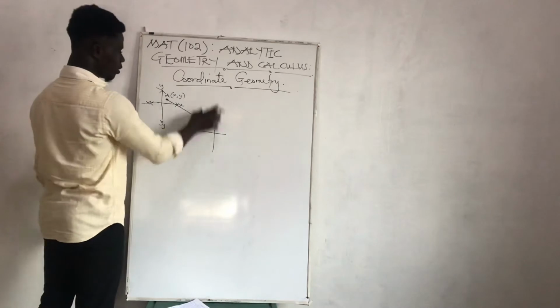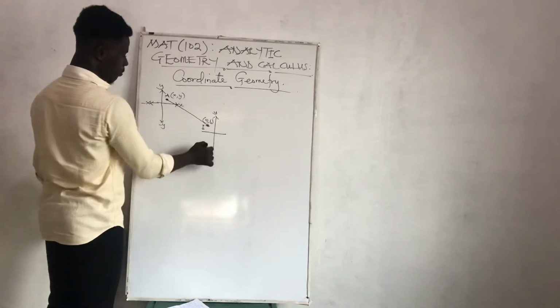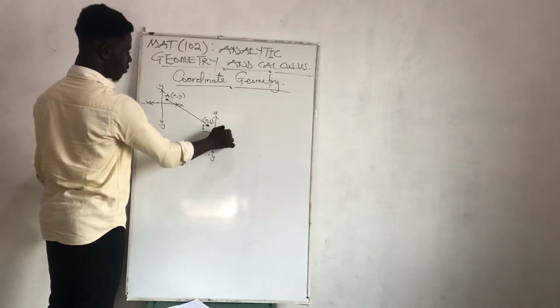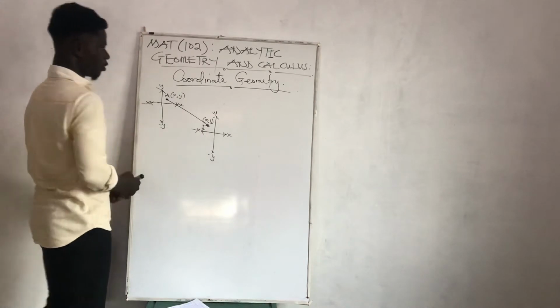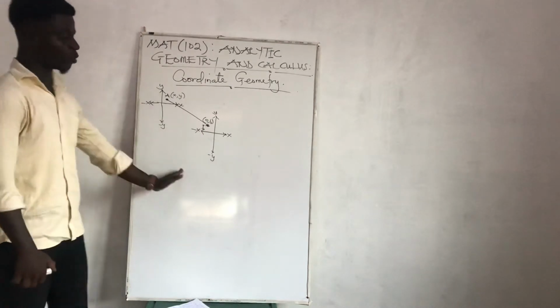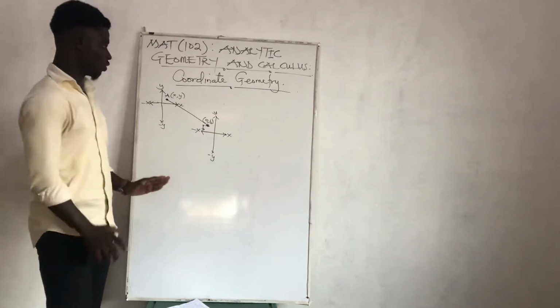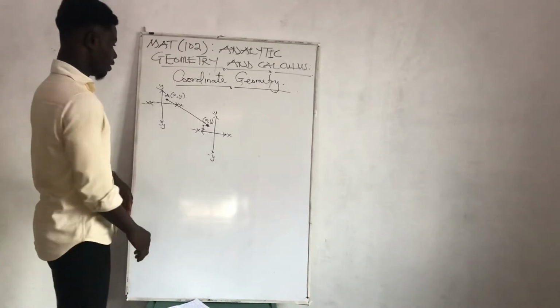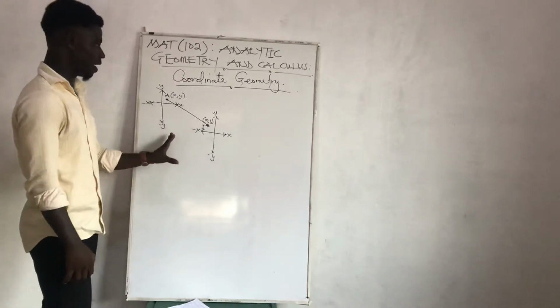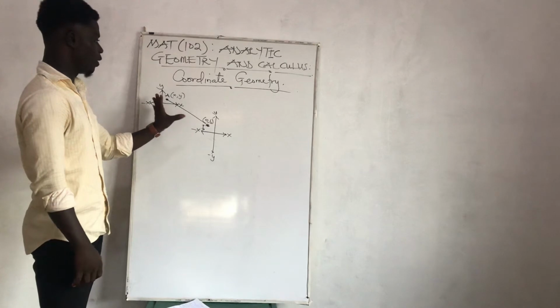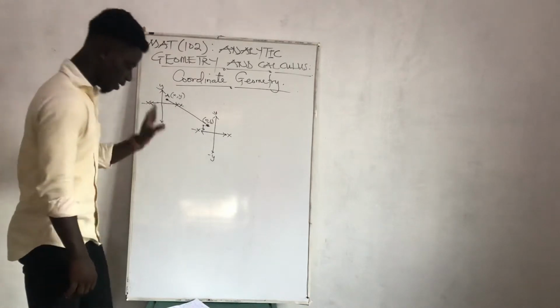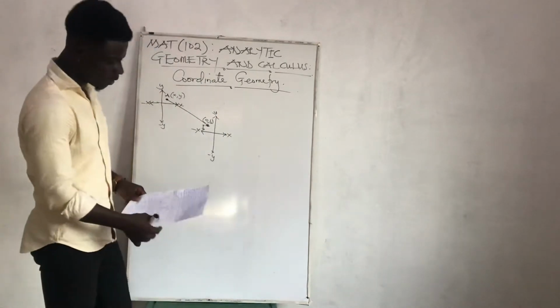So this one too is a two-dimensional plane. We get a straight line. So when two points are joined together, we get a straight line.